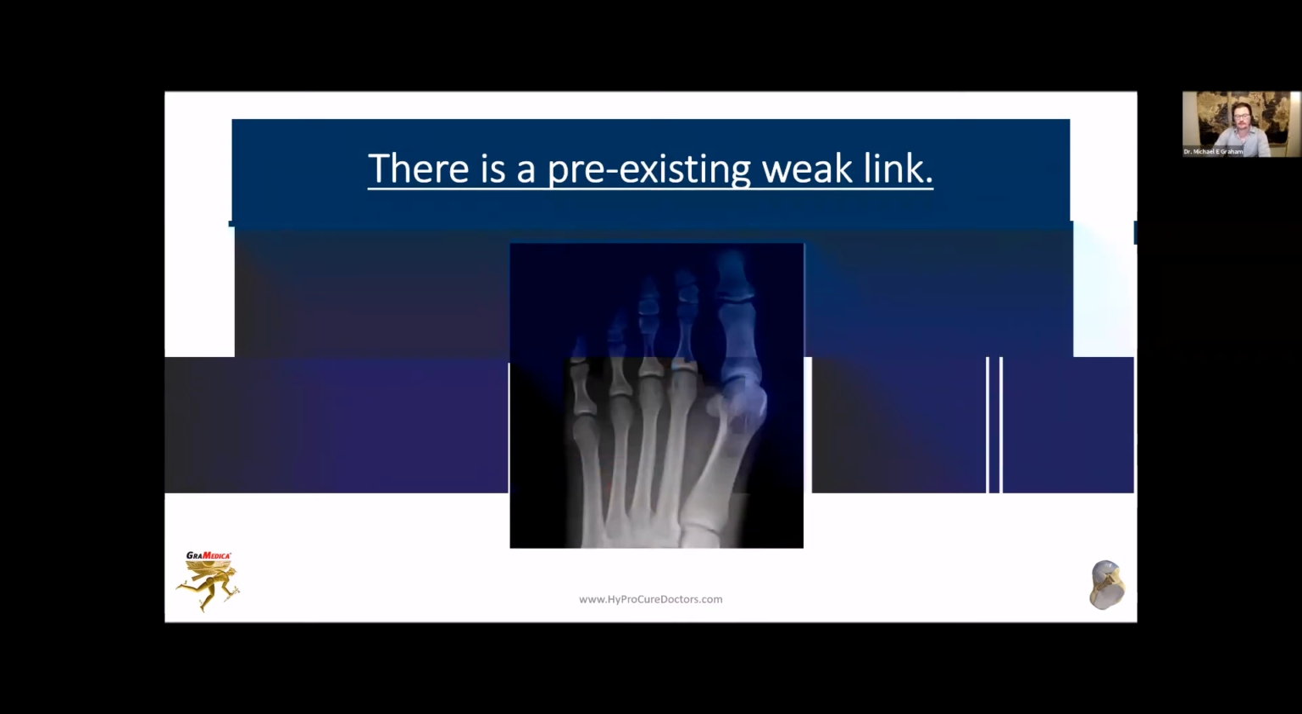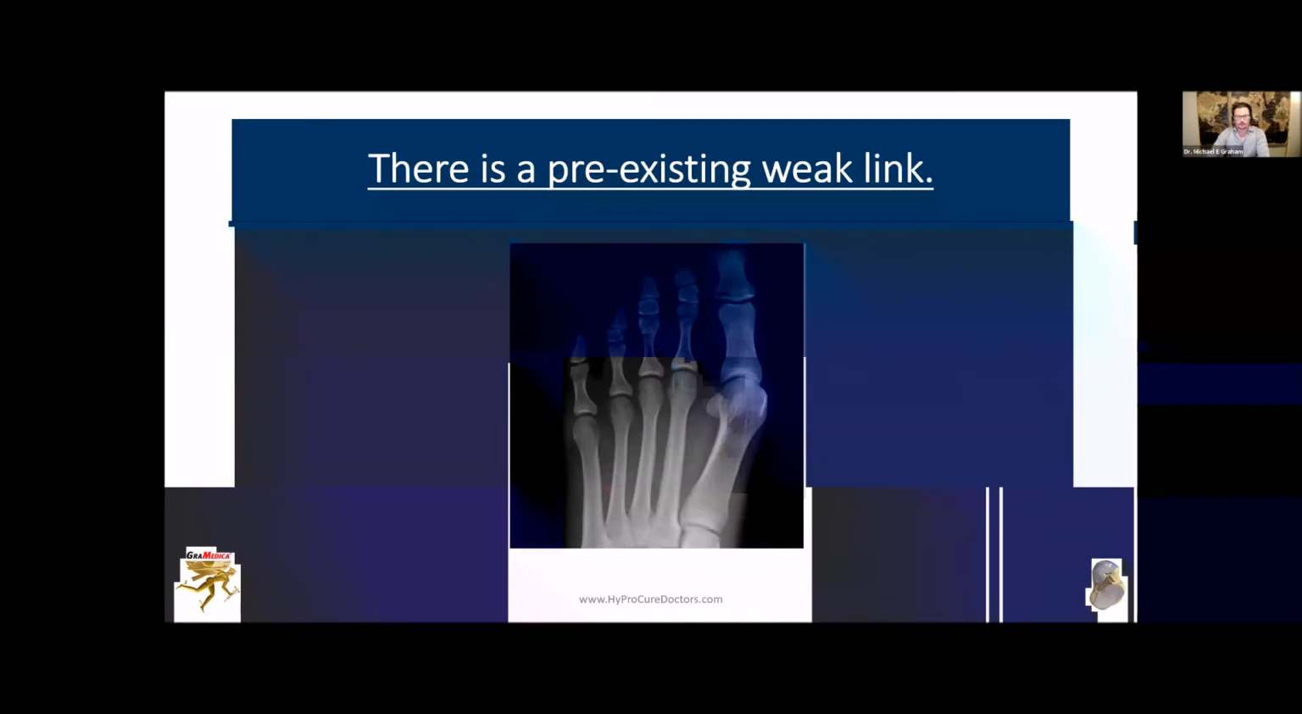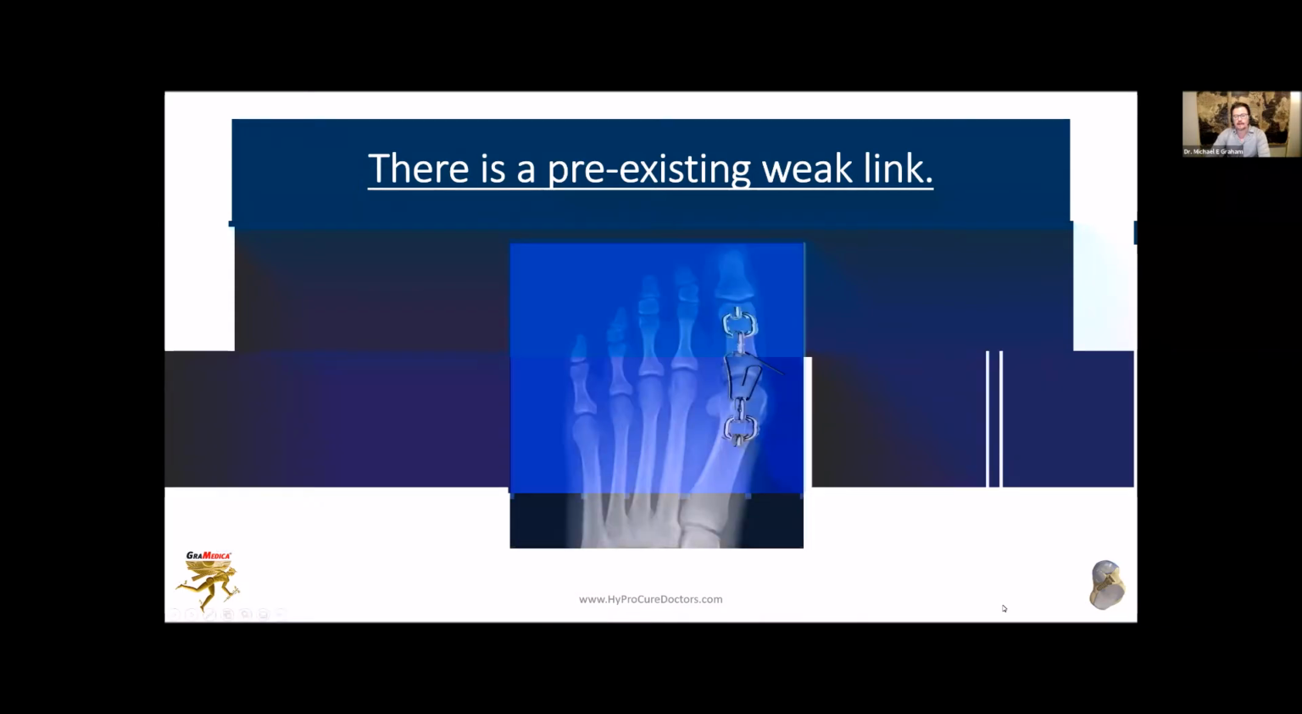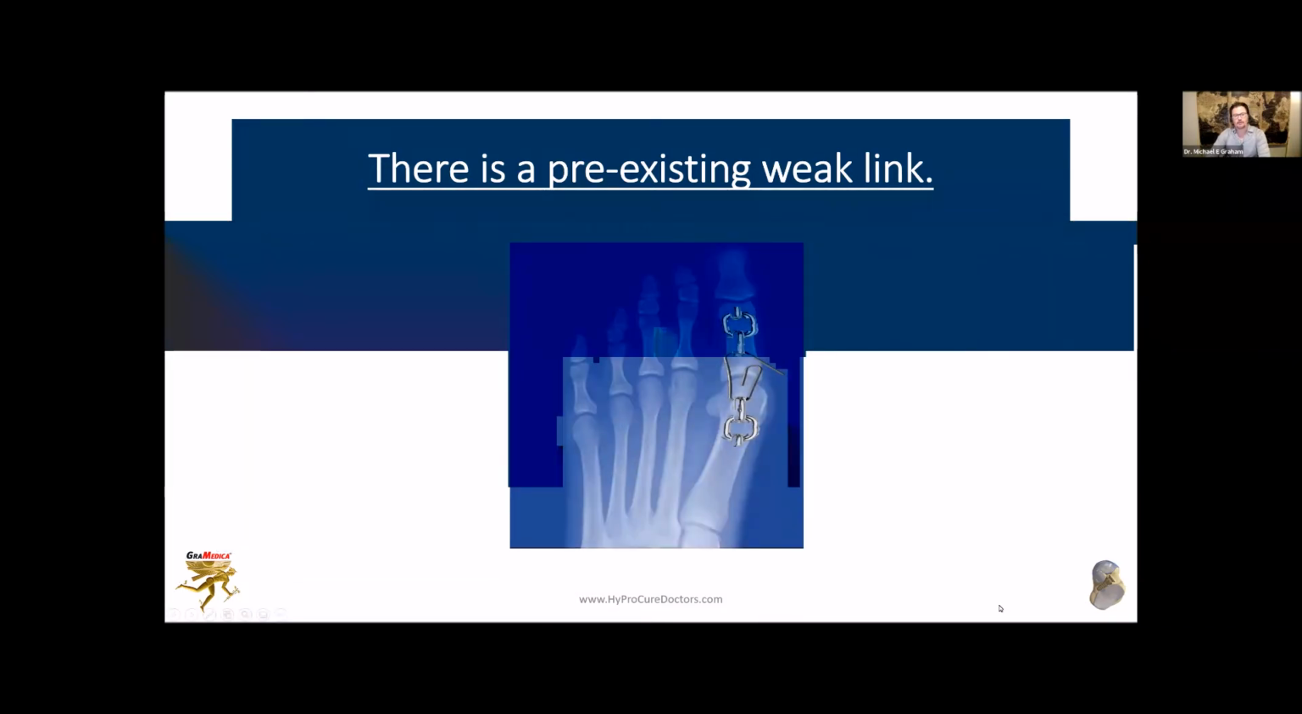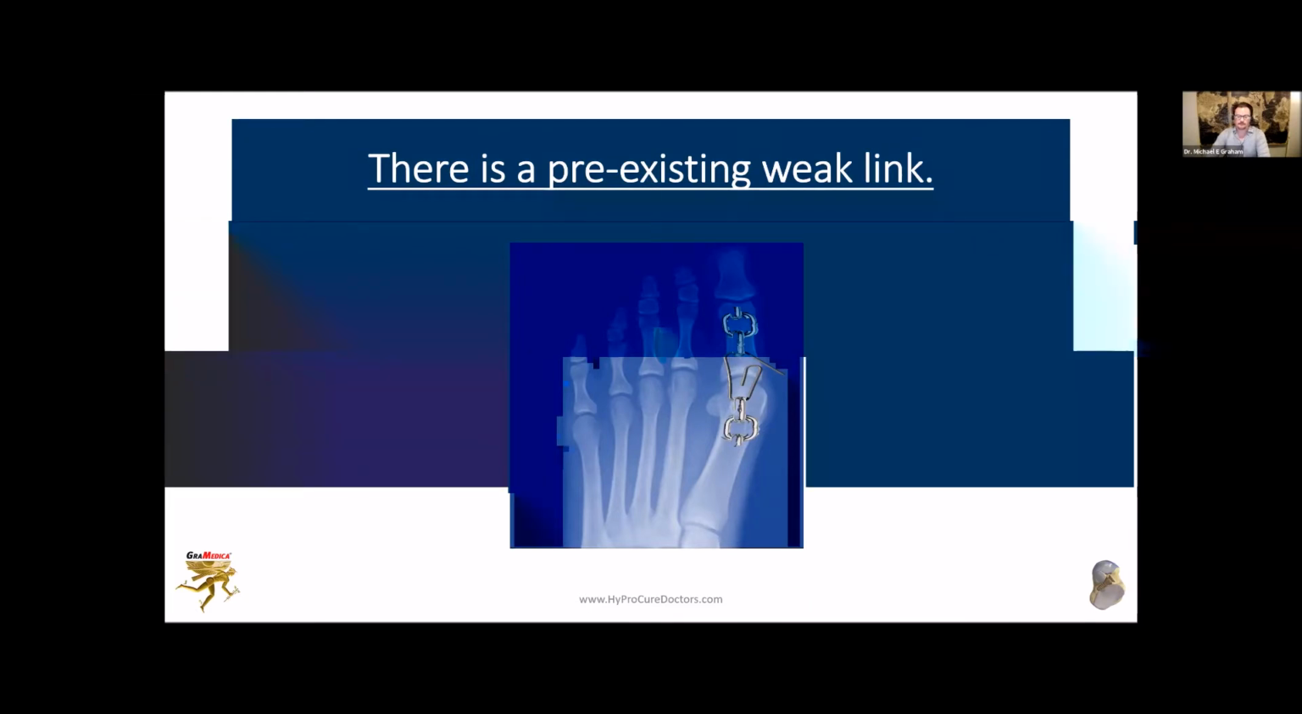And so when we take a look at this standard dorsal plantar x-ray, a DP x-ray, we see that this patient has a moderate bunion deformity. And so we want to think about what is the pre-existing weak link. Why did the patient get this? Because not everybody ends up with this deformity.